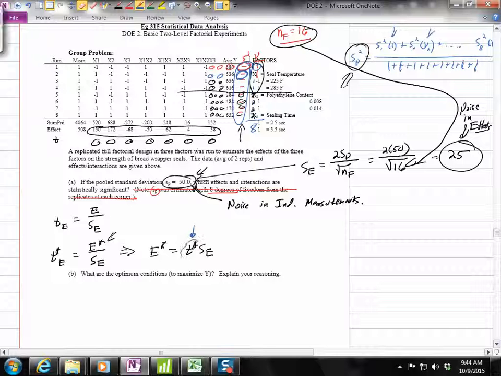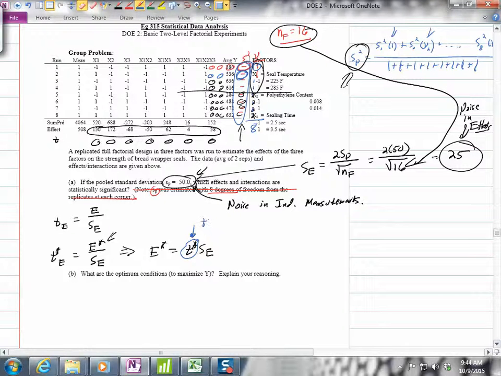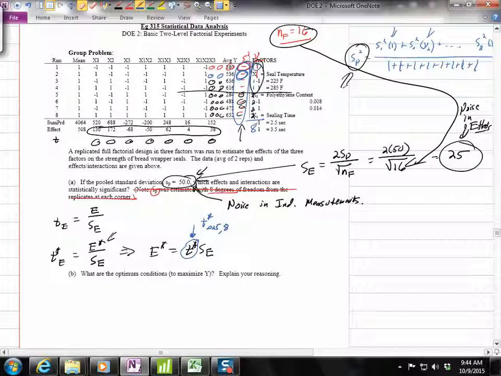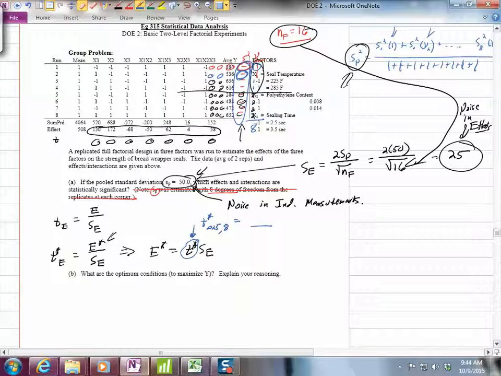So either way, we need a t-star. T-star is going to have, it's a two-sided test. Alpha is 5%. If it's not stated, we're going to assume it. And then how many degrees of freedom for our t? It's always how much went into our noise. And we had 8 degrees of freedom went into our pooled variance. How many degrees of freedom went into the noise? That's the same as our t-star. And it is 2.306.